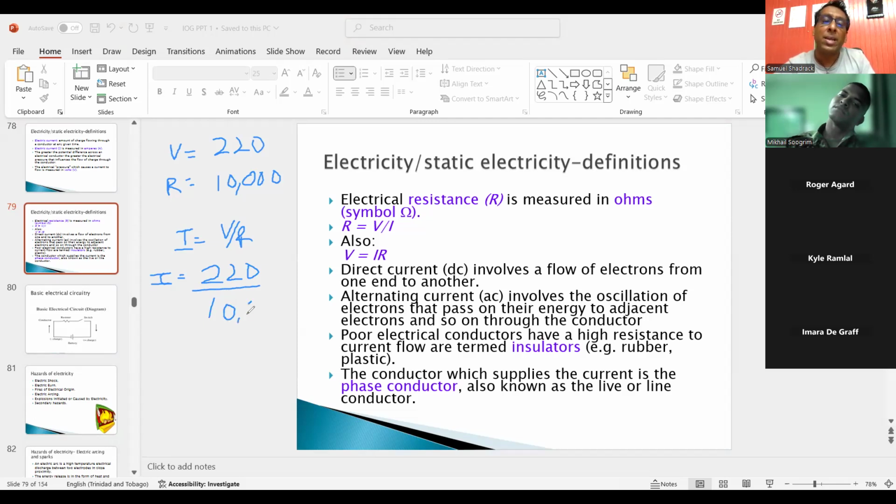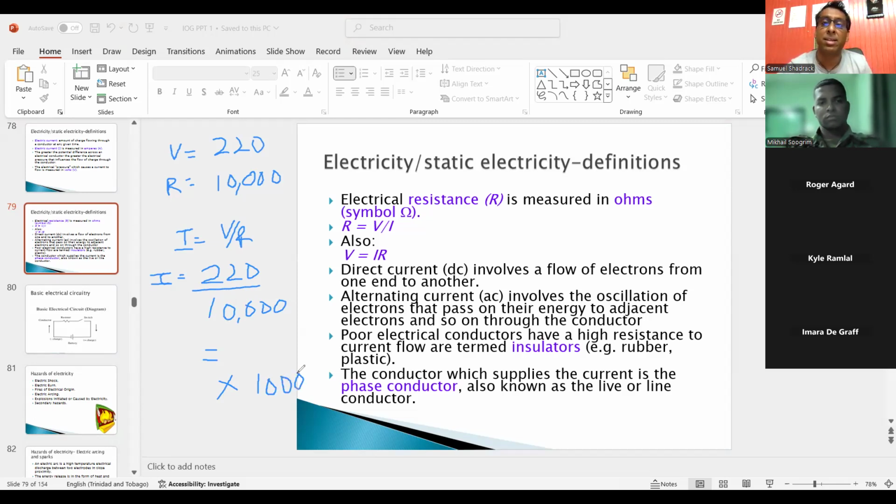For now, you all do the math. This is 220 divided by 10,000. Whatever you get here, then multiply it back by 1,000 to get the answer. Now, the only reason you're doing this is because human beings are affected by the smallest amount of current.